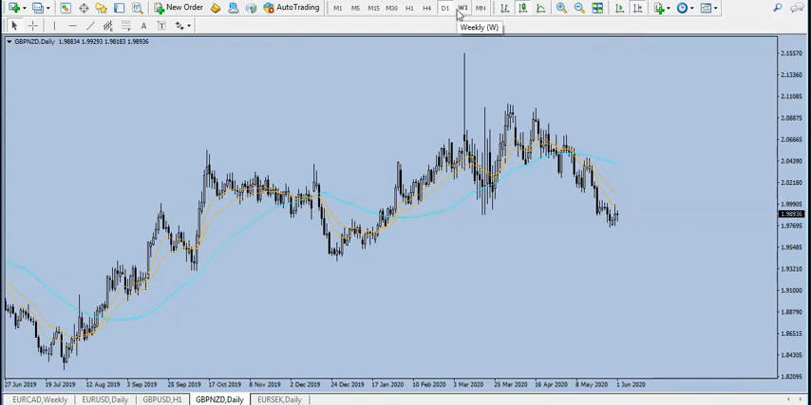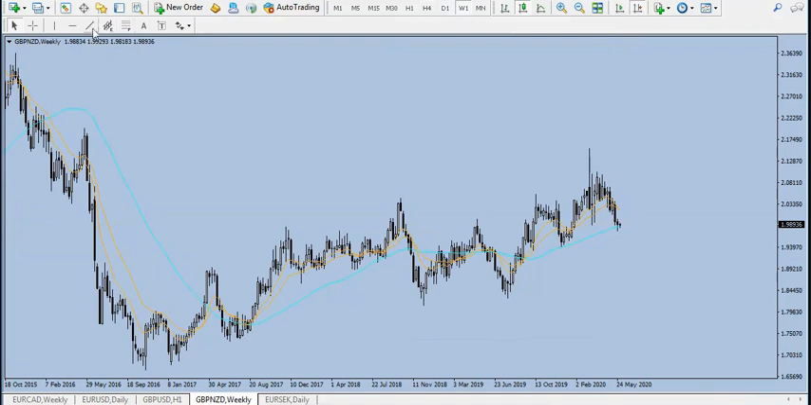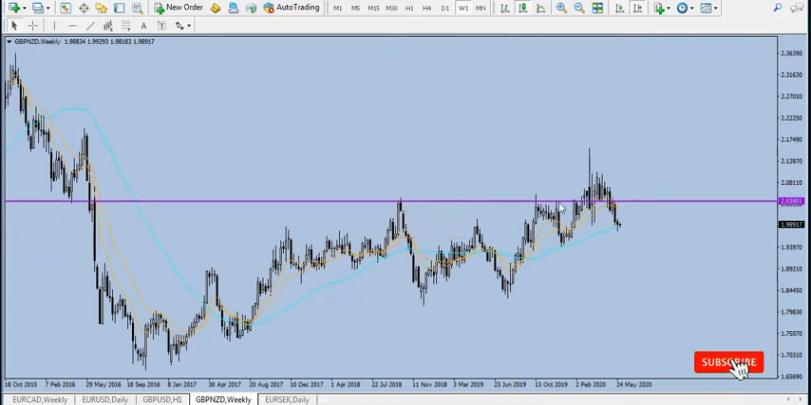Alright, as usual, I want to start from the weekly time frame and identify the most obvious levels. So I'll start by identifying this level around here. You can see it here acting as resistance, here acting as support, here acting as resistance, support here, and obviously resistance here. So this is a very, very important level, and probably the most important level in recent price action.